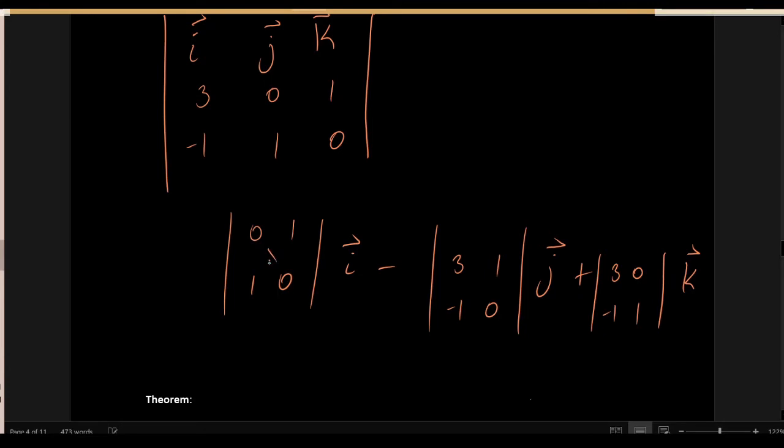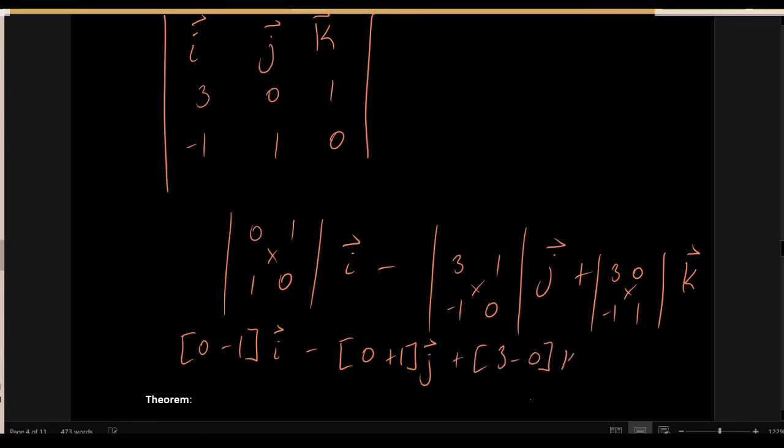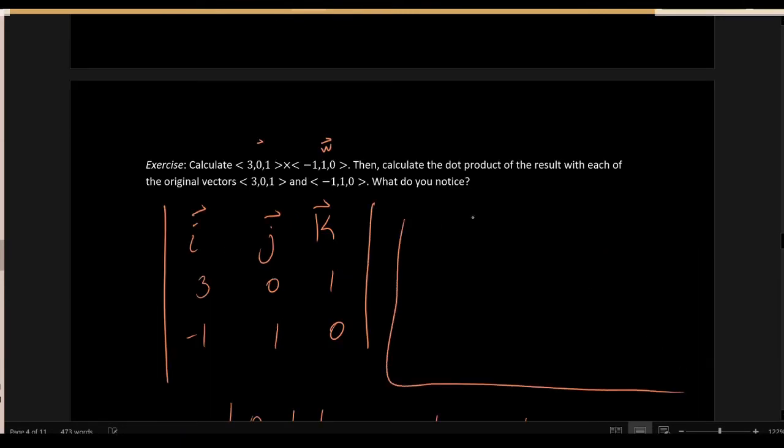And then let's take some diagonal products. We've got 0 times 0, minus 1 times 1, times i. We've got 3 times 0, minus 1 times -1, times j. 3 times 1 minus 0 times k. So this is the vector -1, -1, 3. The result of the cross product of two 3-dimensional vectors is also a 3-dimensional vector.